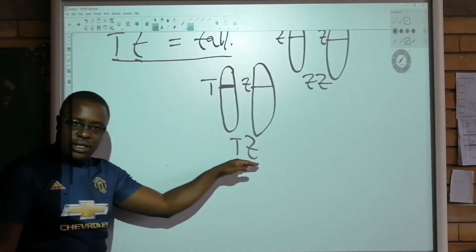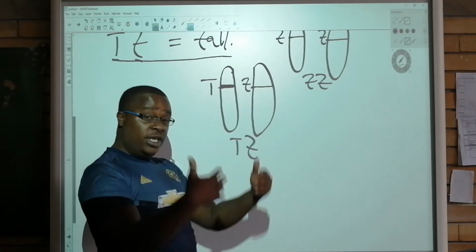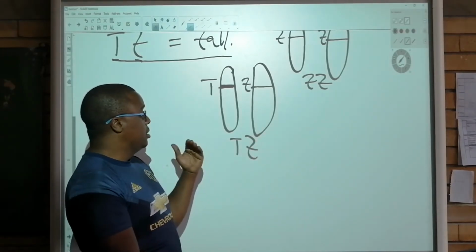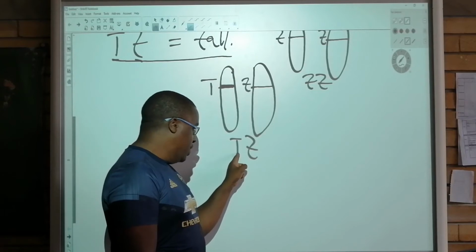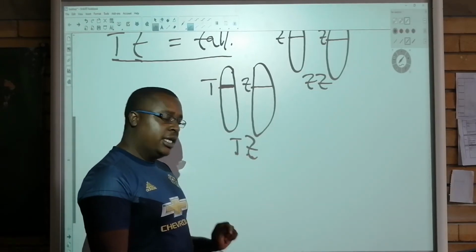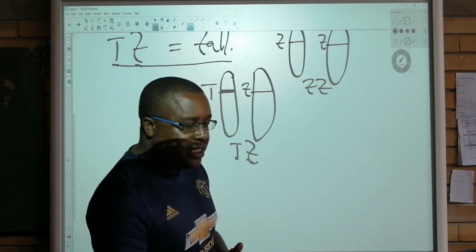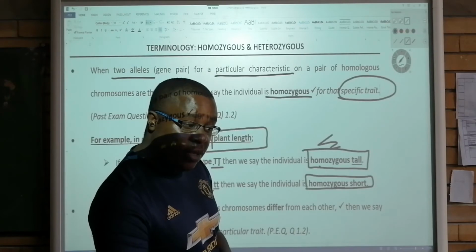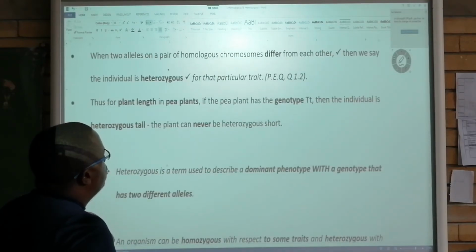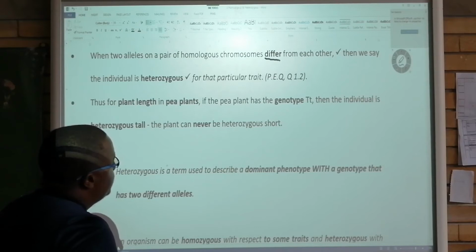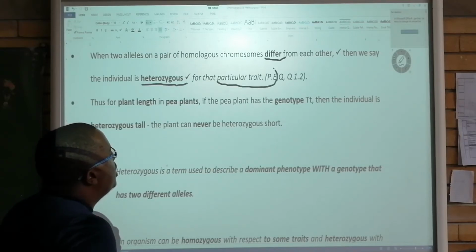In a case like this one, where the two alleles are not the same, but the two alleles are giving us a genotype that tells us that this plant is tall. We know this plant is tall. Why? Because even though there are different alleles making up the gene pair, we know that tall is dominant over short. So what term do we use now when we are describing this? Then we say that the plant is heterozygous. Right. When two alleles on a pair of homologous chromosomes differ from each other, then we say the individual is heterozygous for that particular trait.